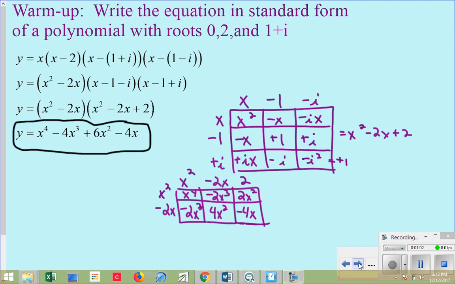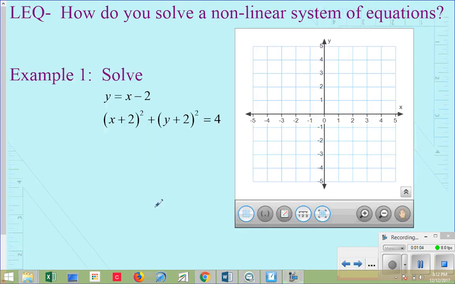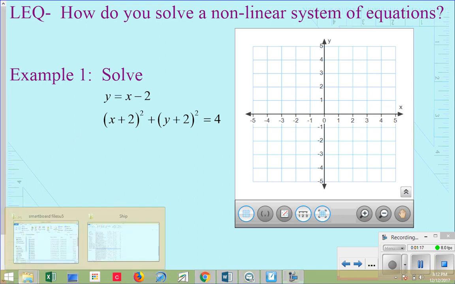Okay. So today we solved systems of equations that are nonlinear, or at least one of the equations is nonlinear. We did that both graphically and algebraically. So we started by doing this one here algebraically. So you want to put that in your notes.